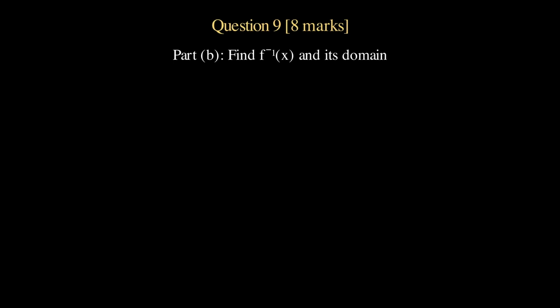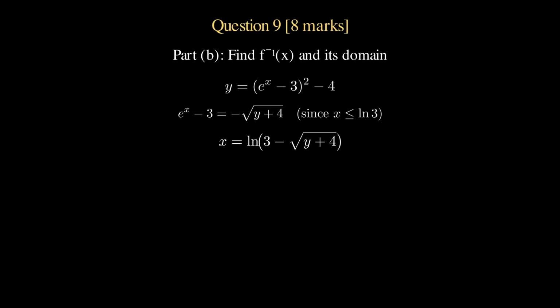Part B. For this value of A, find the inverse function and its domain. Rewrite f of x as (e to the x minus 3) all squared, minus 4. Solving for e to the x, and taking the negative root because x is less than or equal to ln 3, so x equals ln of (3 minus root of (y plus 4)). Therefore, the inverse function is f inverse of x equals ln of (3 minus root of (x plus 4)). The domain is from minus 4 inclusive to 5 exclusive.